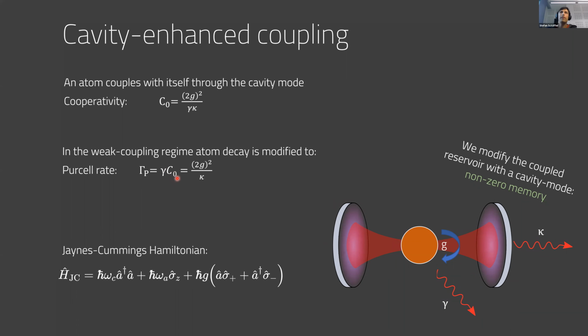Depending on the value of your cooperativity, that means that you can either enhance coupling into this cavity mode, or you can suppress it if you have a cooperativity that's much smaller than 1. And systems like this are typically described by the well-known Jaynes-Cummings model, with the first term that describes the cavity field evolution, the atomic evolution, and then this coupling between the atom and cavity, where we've taken the rotating wave approximation.